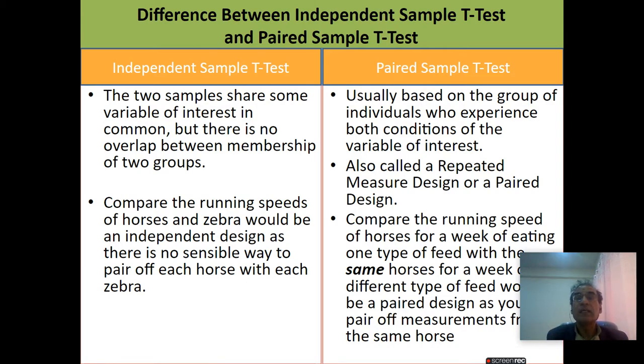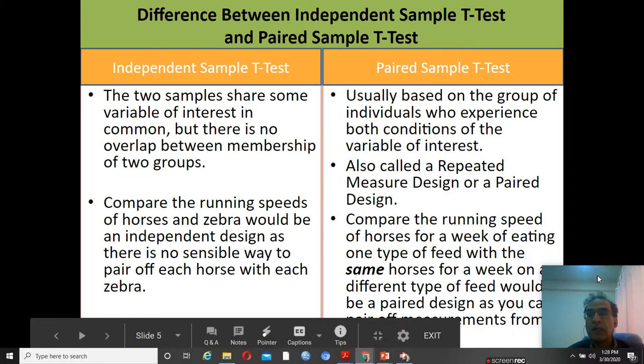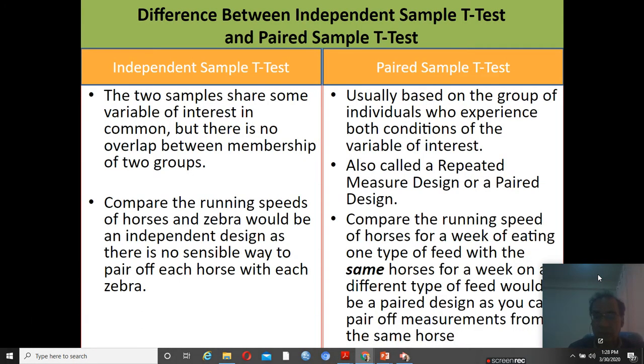On the other hand, paired sample t-test is usually based on a group of individuals who are compared on the variable of interest. This test is also called dependent test, or repeated test. An example of such a test is to compare the running speed of horses over one type of field with the same horses over a different type of field. Then we compare the two results, and then we find the result.